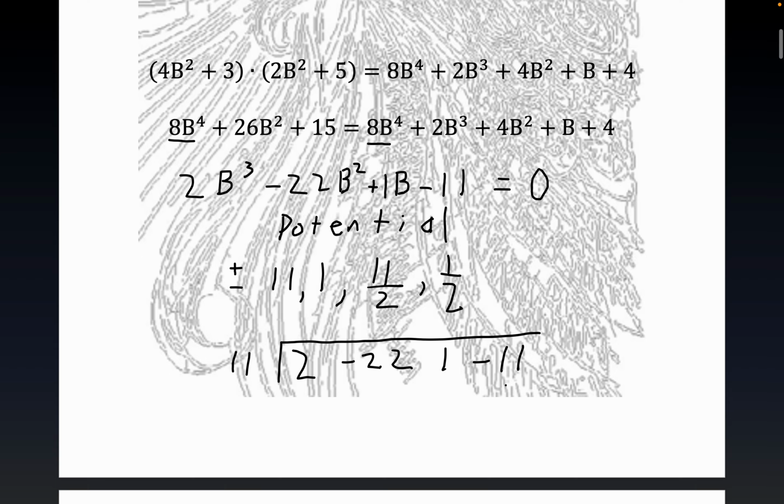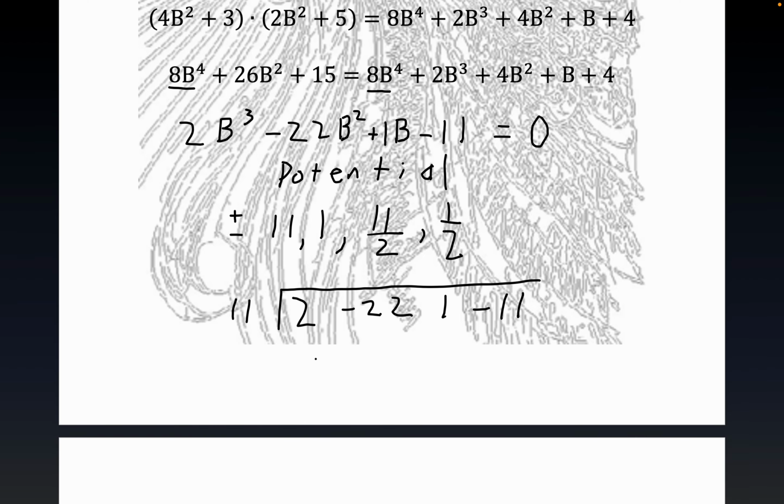Okay, now, so again, the standard process here is you bring this 2 down, and you multiply 2 times 11, you get 22. All right. Okay, and then that gives you 0 right here. And then 11 times 0 is 0, add, you get 1. And then finally 11 times 1 is 11, and you get 0. So you see you get 0, so it does evaluate to 0 right here.